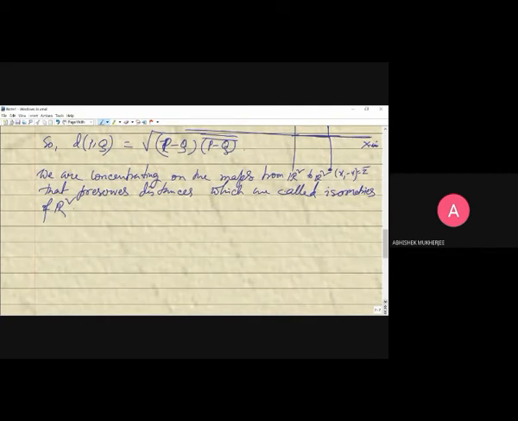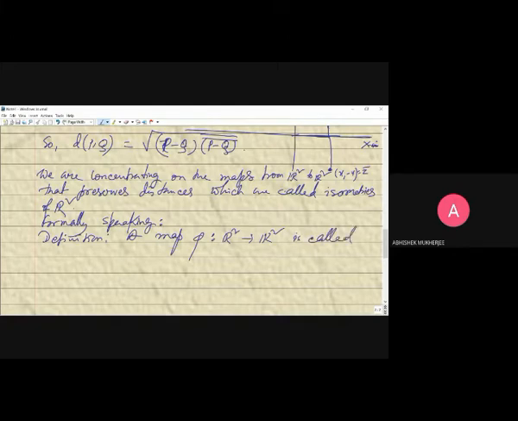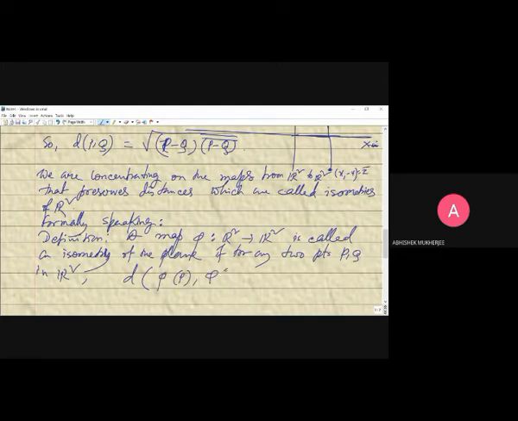Okay. So formally speaking, the definition would be like this: the map phi from R2 to R2 is called an isometry of the plane if for any 2 points P, Q in R2, the distance between phi P and phi Q coincides with the distance between P and Q.